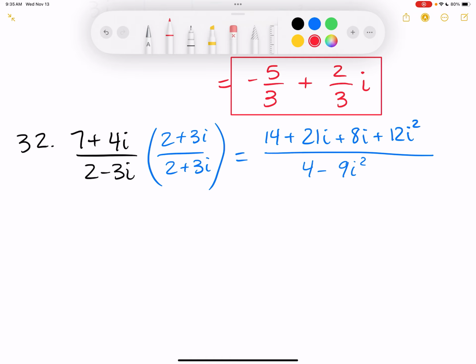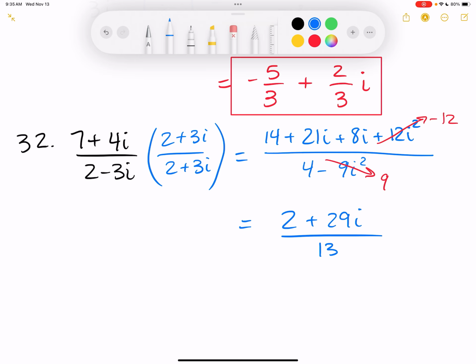Alright. 12i squared is negative 12. Negative 9i squared is positive 9, so 4 plus 9. So I'm going to rewrite this one first before I split it because I have extra stuff going on. 14 minus 12 is 2 plus 29i over 13.